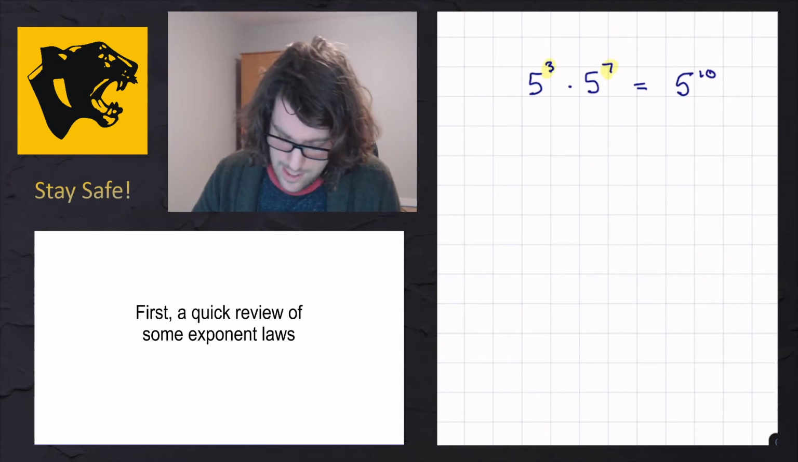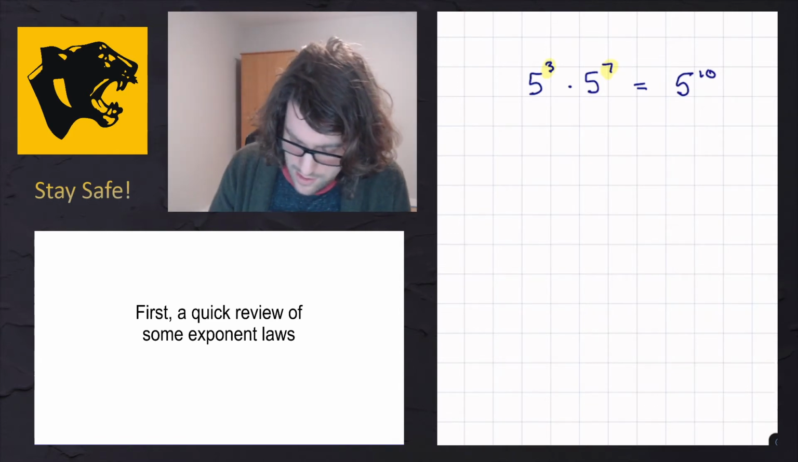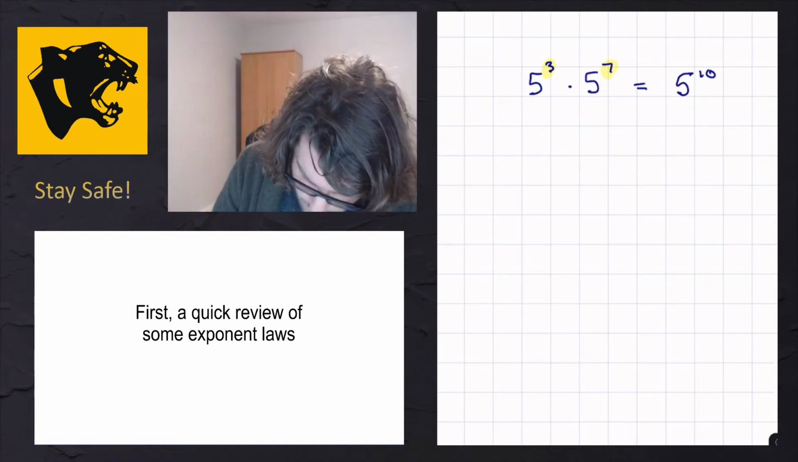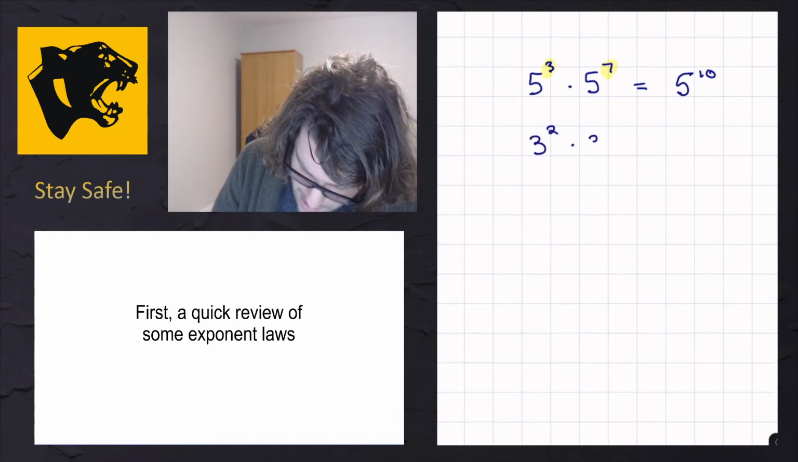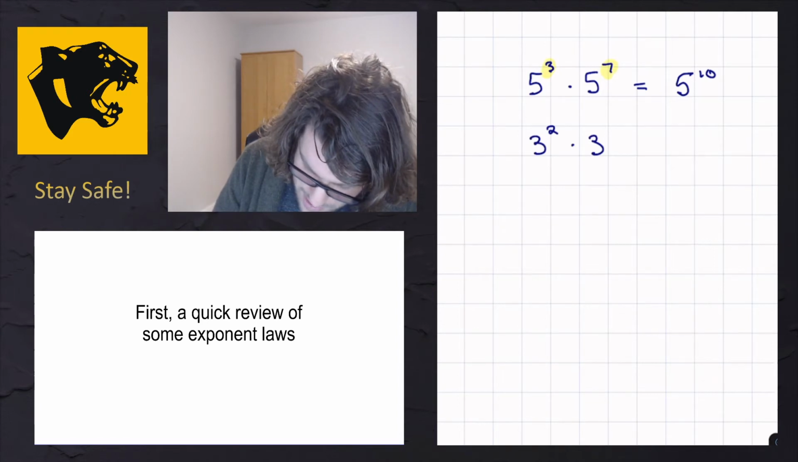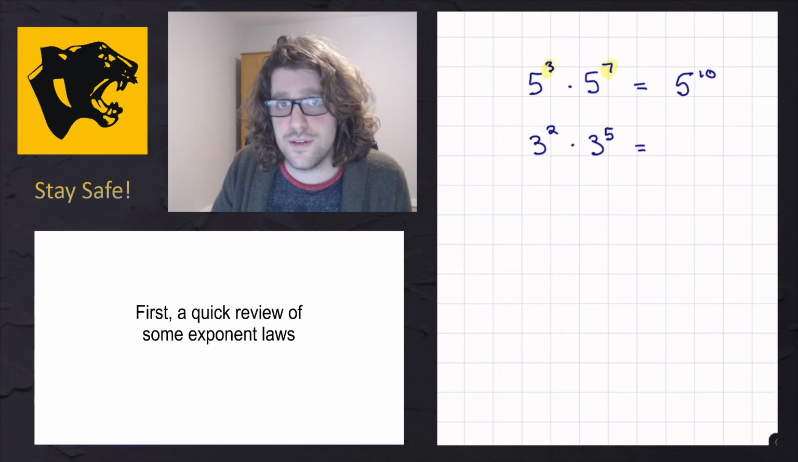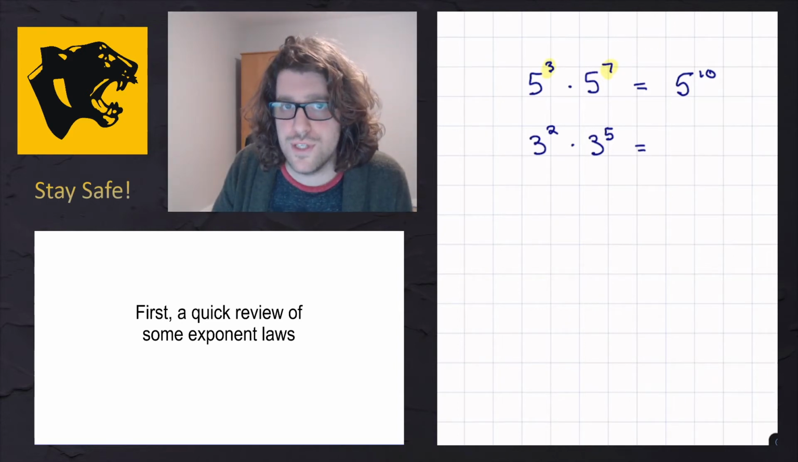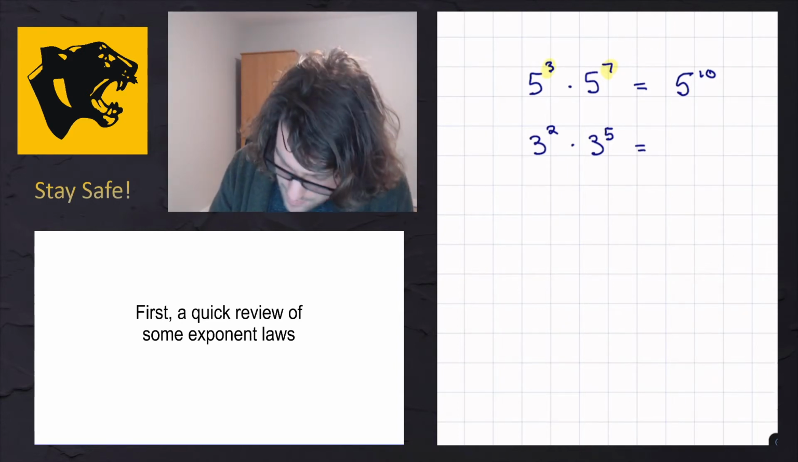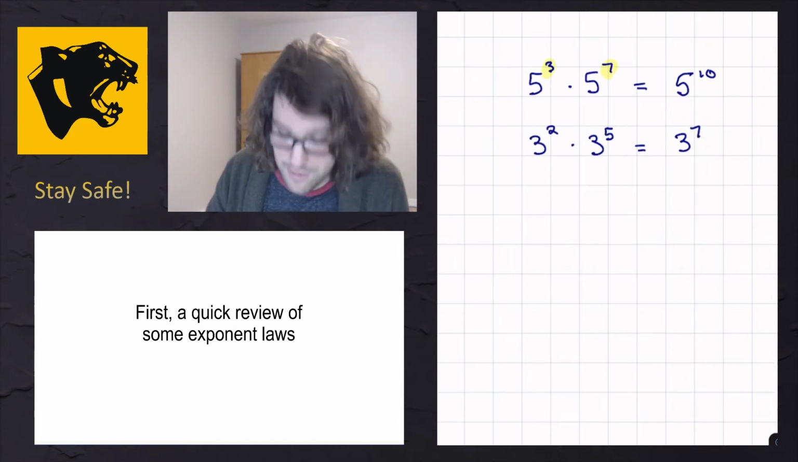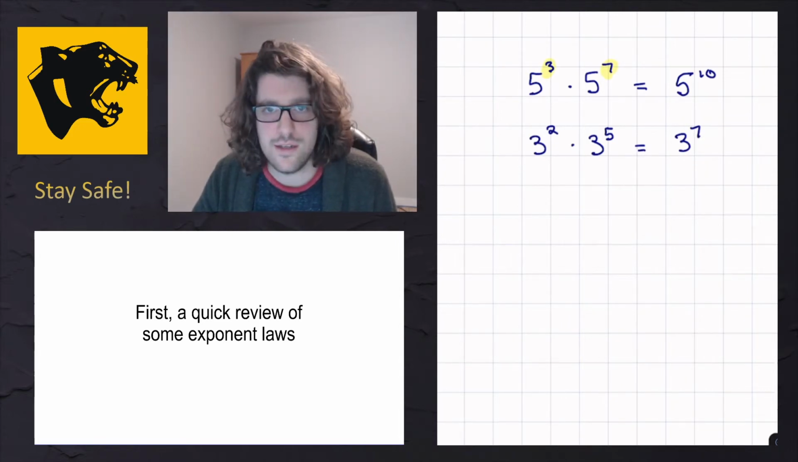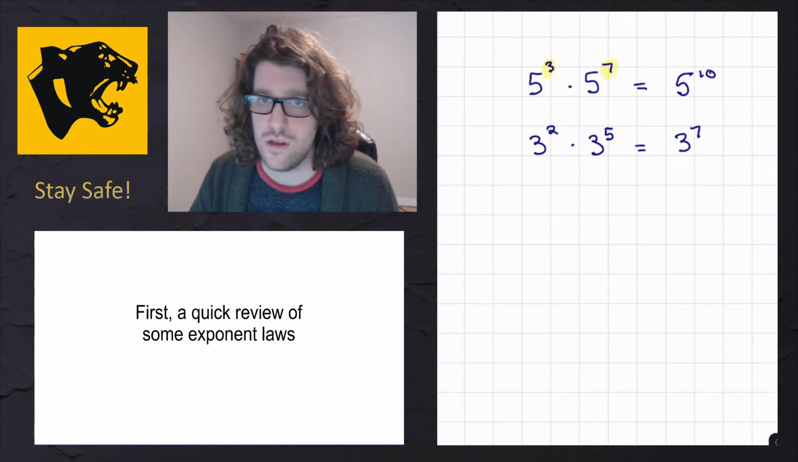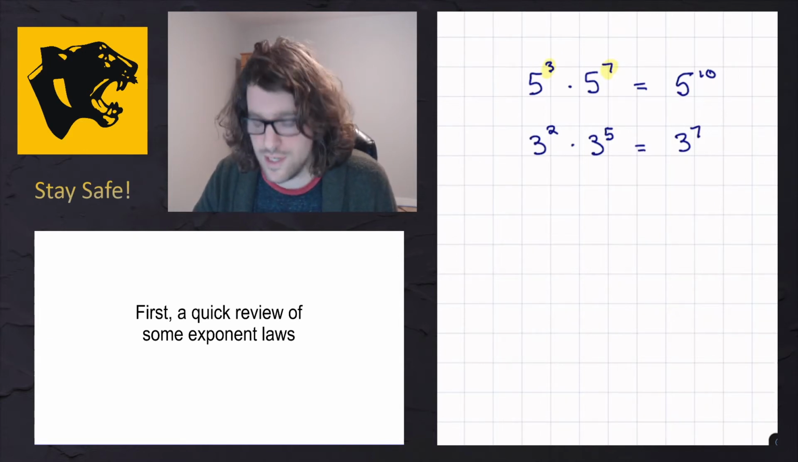Great. This works, as just a random second example, if I had a base of 3, 3 to the 2 and 3 to the 5, then we would say that's the same base of 3, multiplied together, add the exponents, and we would get 3 to the 7 in that particular case. So that is sometimes called a multiplication law, and you add the exponents.